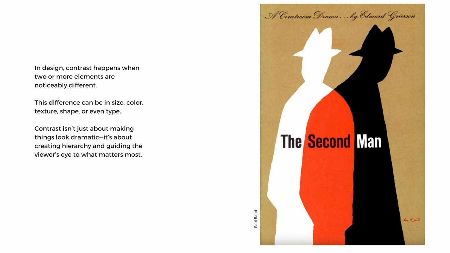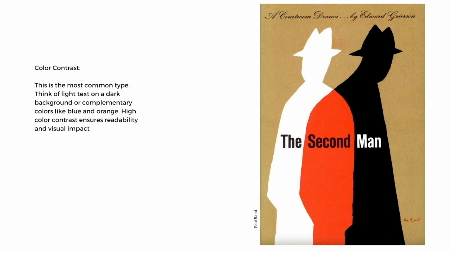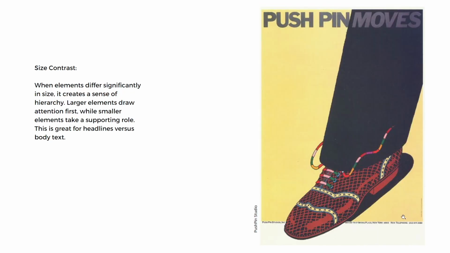And contrast isn't about making things look dramatic. It's about helping to create and reinforce the visual hierarchy, and it's also helping to guide the viewer's eye to what matters most on the page. Color contrast, like this one. This is probably the most common type of contrast. Think of, and this is the example that I actually used on the slide for contrast, dark background, light text, complementary colors. High color contrast ensures readability and visual impact.